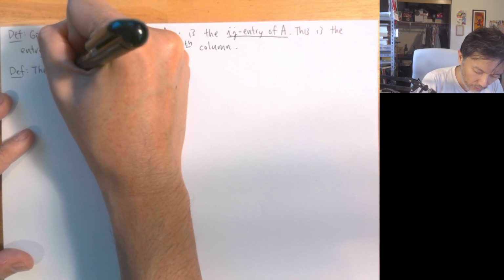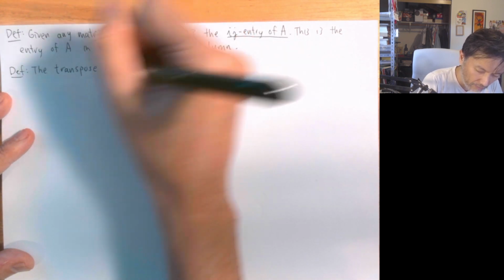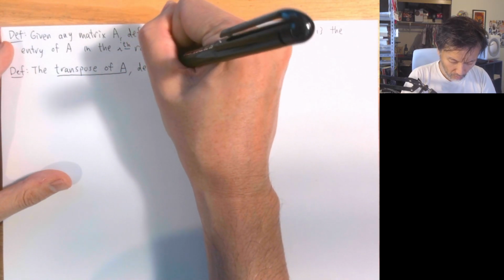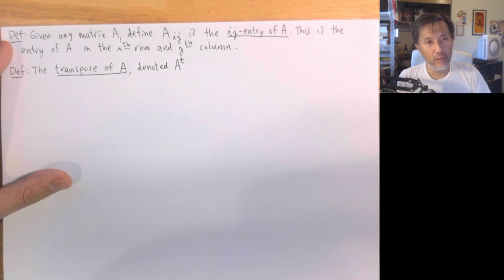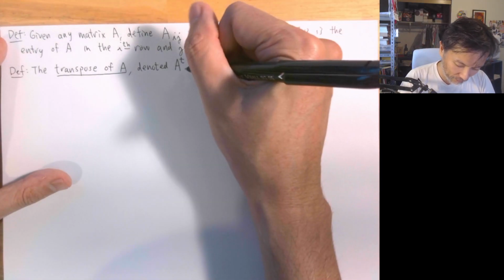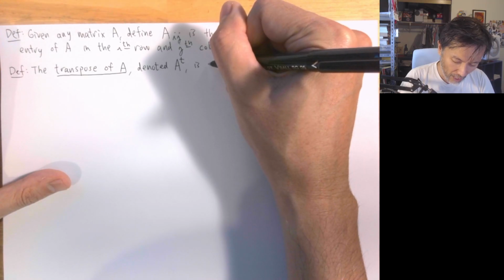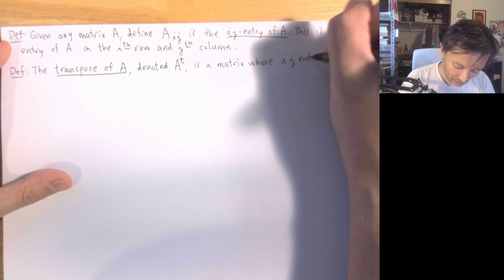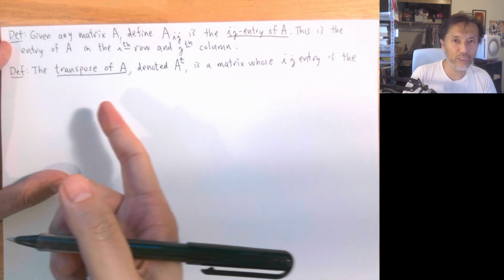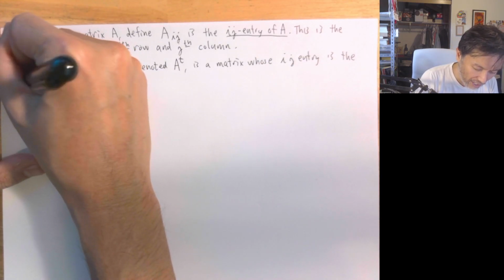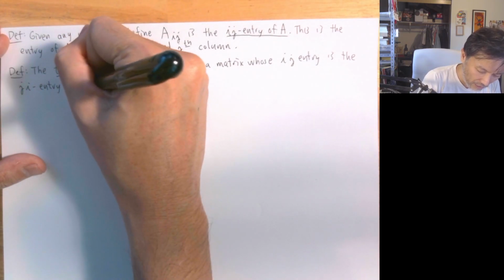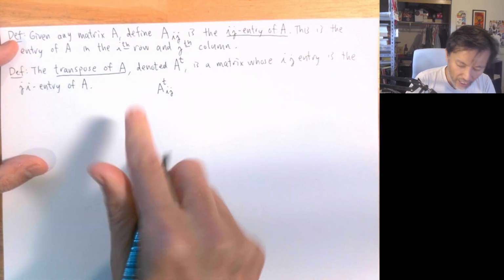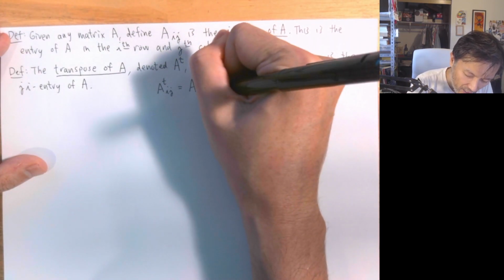The transpose of A, denoted A transpose, is a matrix whose ij entry is the ji entry of A. So if I do use this notation, what I'm saying is that the ij entry of A transpose is equal to the ji entry of A.